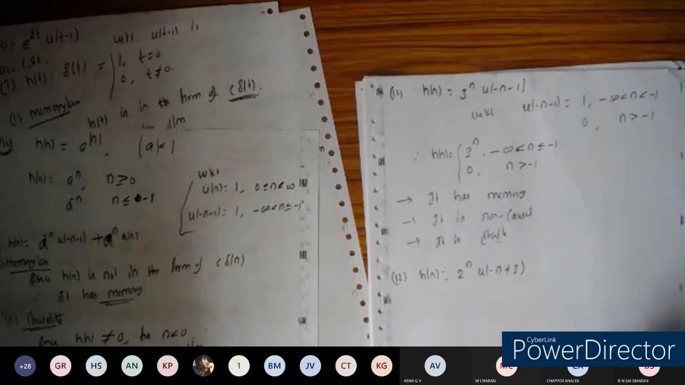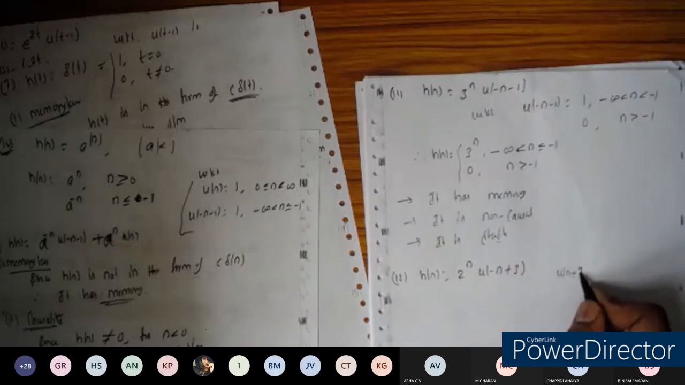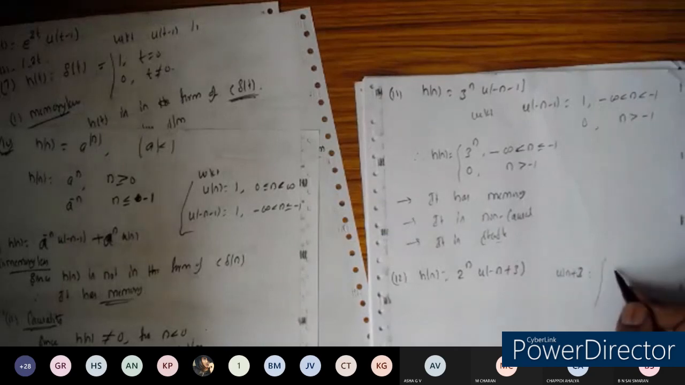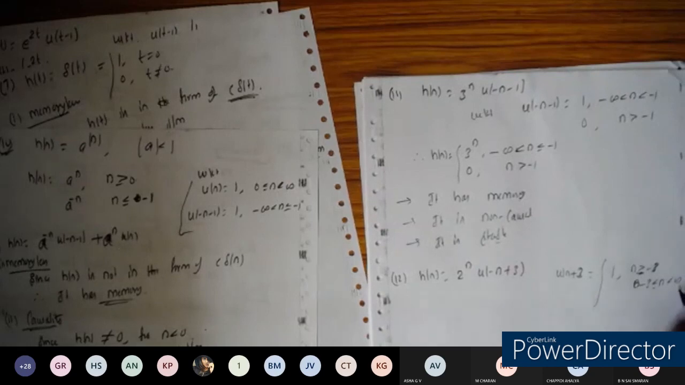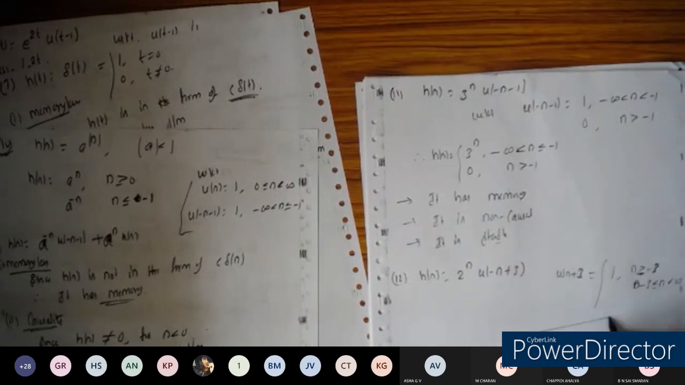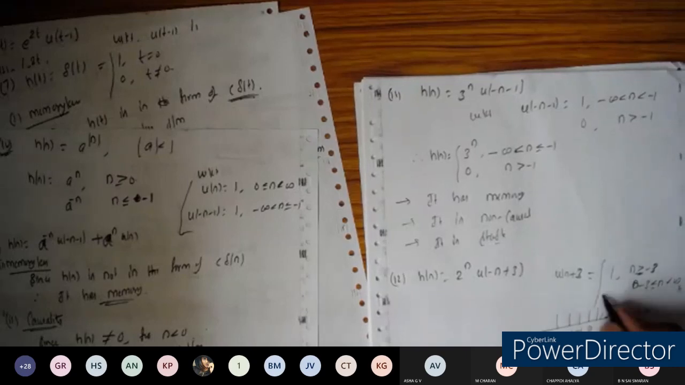So u of minus n plus 3 is the thing. We know that u of n plus 3 is 1 for n greater than or equal to minus 3. So from minus 3 to infinity, it has the value 1, that is, minus 3 is less than or equal to n is less than infinity. So u of n plus 3 is defined from minus 3, minus 2, minus 1, 0, 1, 2, 3, like this.